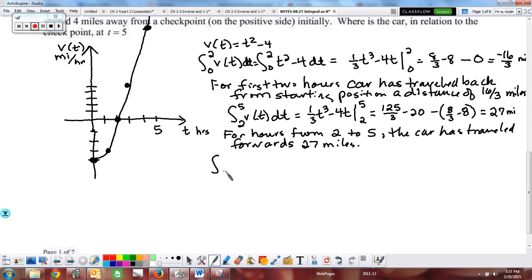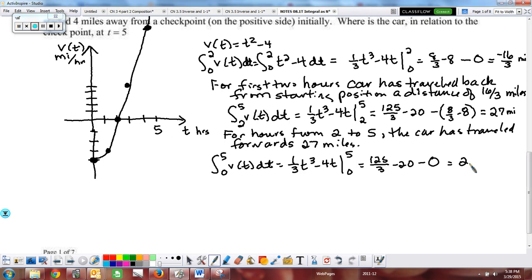Okay. Now we're going to do 0 to 5. So I'm going to take the integral from 0 to 5, v of t dt, which again is going to be 1/3 t cubed minus 4t, evaluated from 0 to 5, which is going to give me 125/3 minus 20 minus 0. All right. And this would be our calculation, so we would calculate what that is. All right, and we're going to get 21 2/3 miles. So now let's think about this number and what it means.